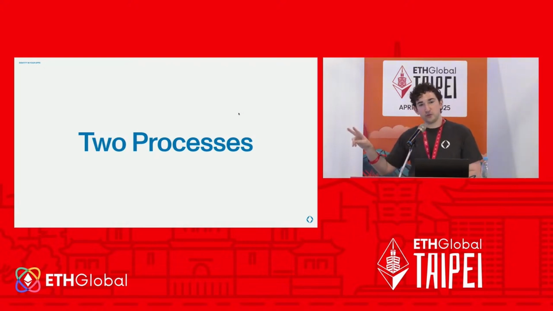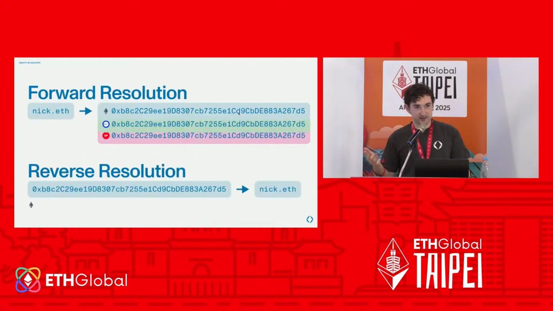So these two things are examples of the two processes that we have in ENS. There's forward resolution and there is reverse resolution. Forward resolution is the idea of going from a name to an address. And any number of names can point to the same address. So for example, I can have greg.eth and greg2.eth and greg3.eth, and they all point to the same address.